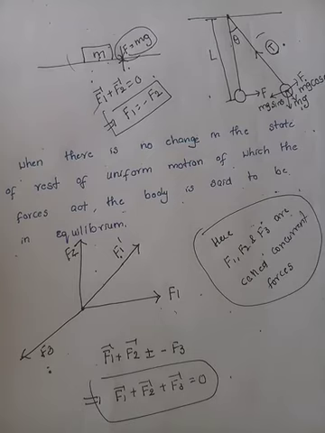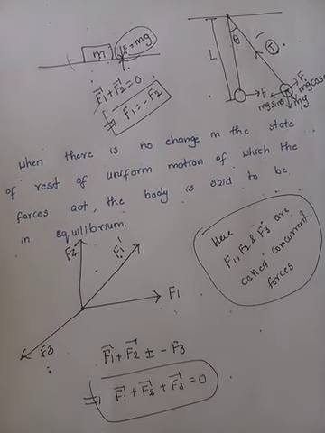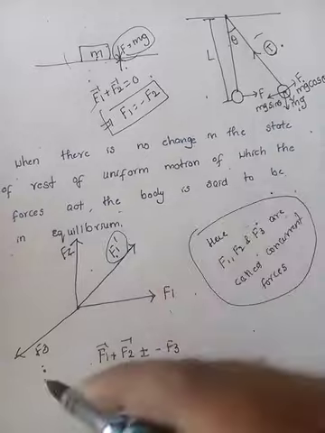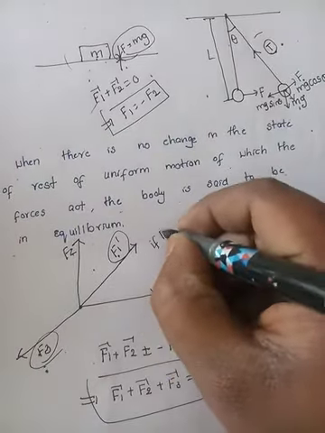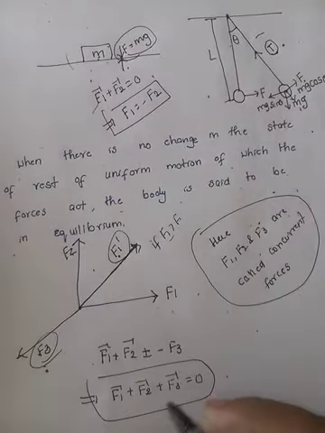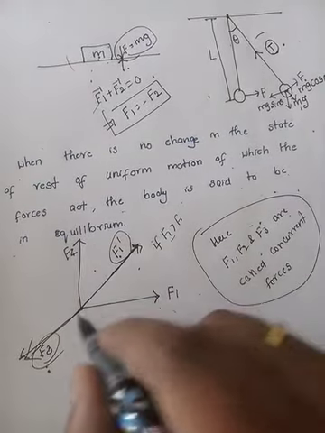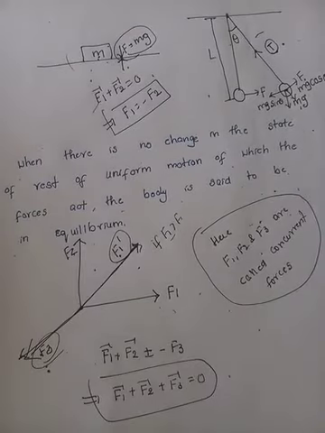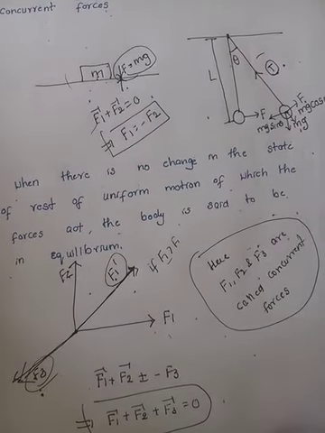A body is said to be in equilibrium if the resultant of all concurrent forces acting on it is equal to 0. If F1 is not equal to F3, then the body is not in equilibrium. If F1 is greater than F3, the body moves in this direction. If F3 is greater, the body moves in the other direction. If both are equal, the body cannot move anywhere, so the body is in equilibrium. So we can define equilibrium as what?